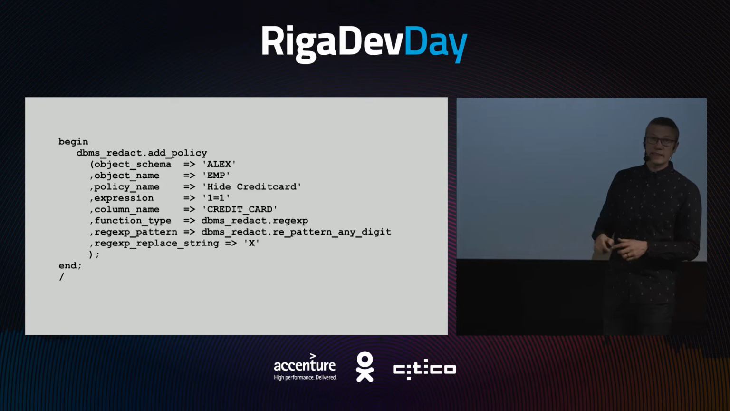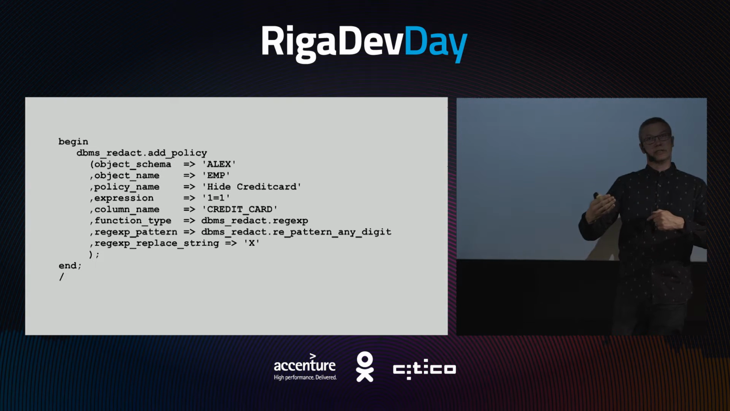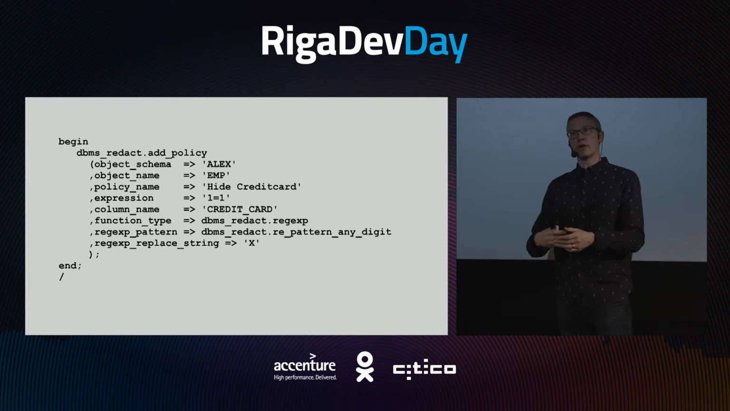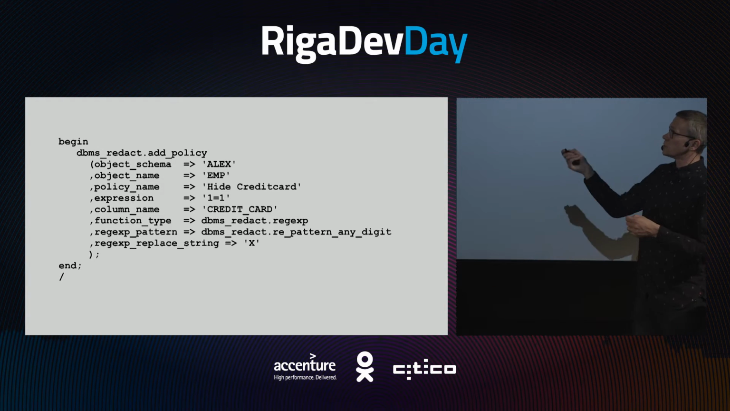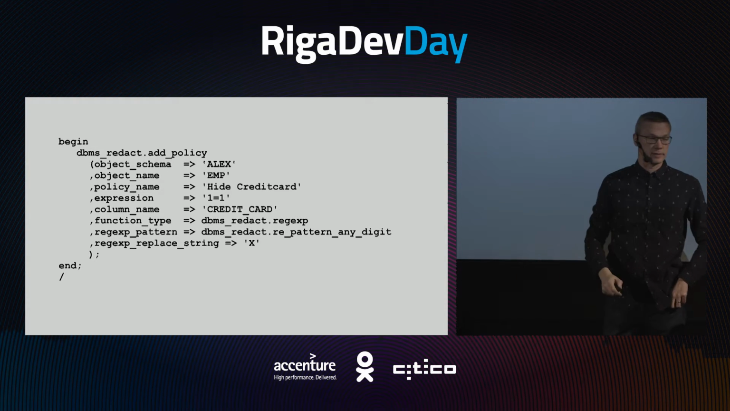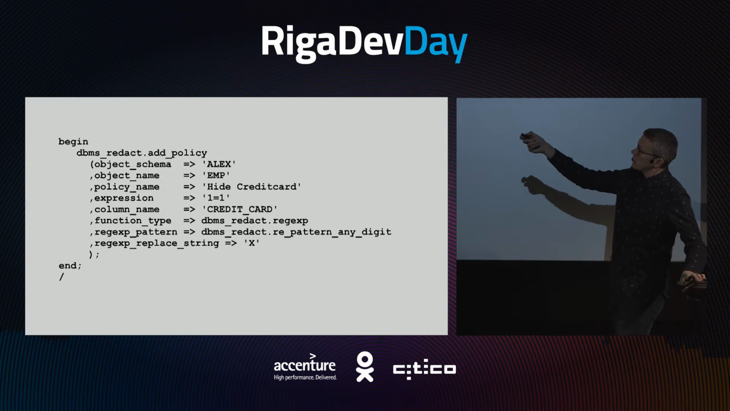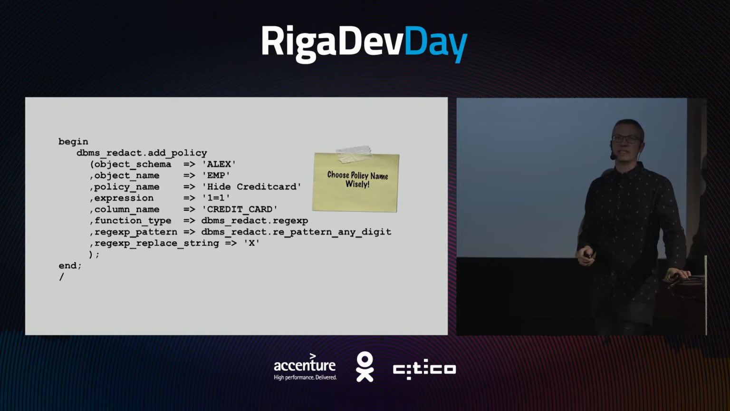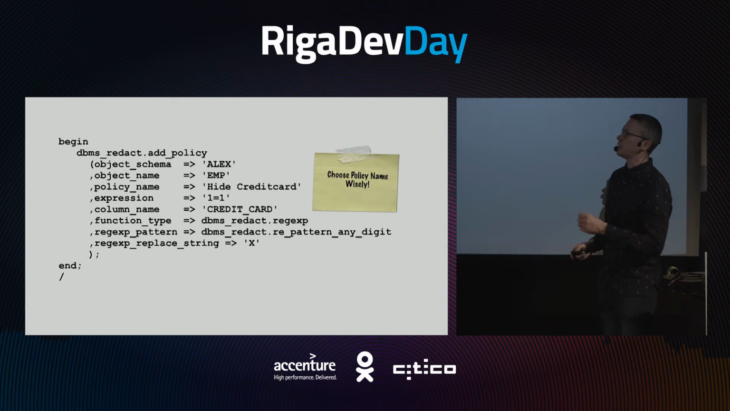Using the DBMS_REDACT package, you can add policies to that table. As the results are returned from the table, this policy is executed. When is it executed? Always: 1 equals 1. That's the name of the policy, and choose your name wisely. I will show you in a bit why.